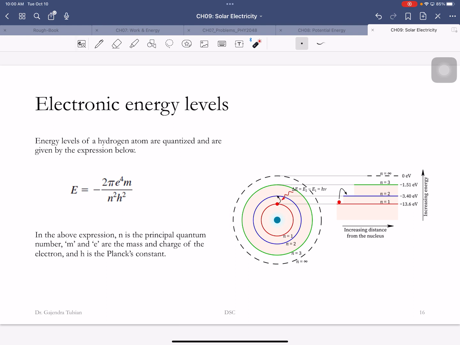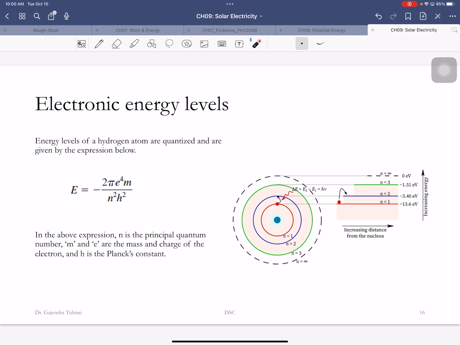Here's the model of an atom. Here's the nucleus. These are the various energy levels for the electron. So if this was a hydrogen atom, it only has one electron, and the electron will be in the lowest level.